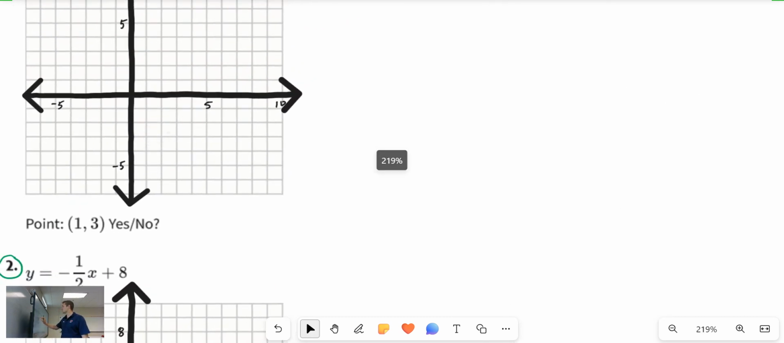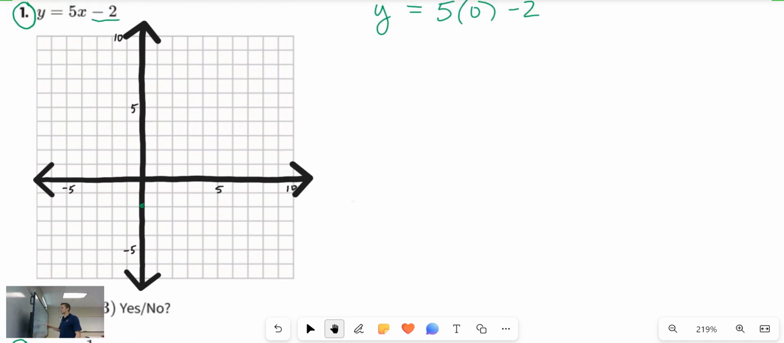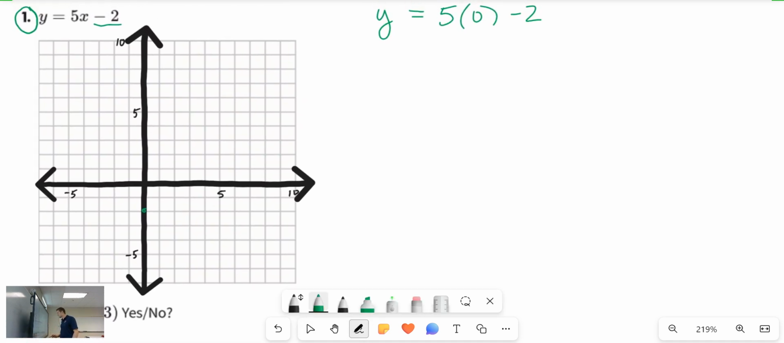So we're going to zoom in on negative 2 just a little bit here and plot that point. So negative 2 would be right about here. All right, so that's our first point. And now let's go back up so we can see the equation again. All right, 5x minus 2.